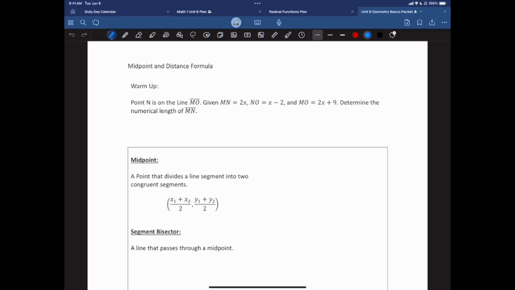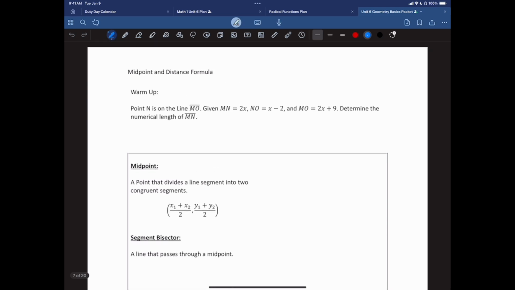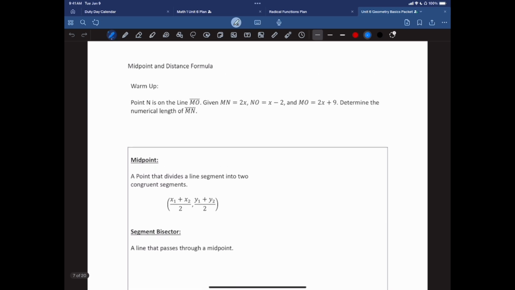Okay, so this is going to be the notes for lesson 3 on our midpoint and distance formula. Let's start with the warm-up.